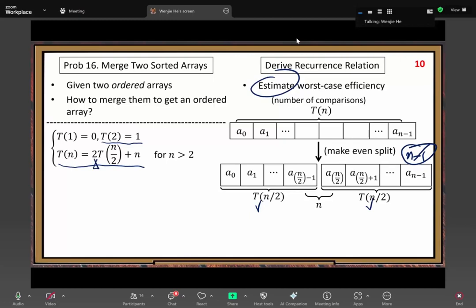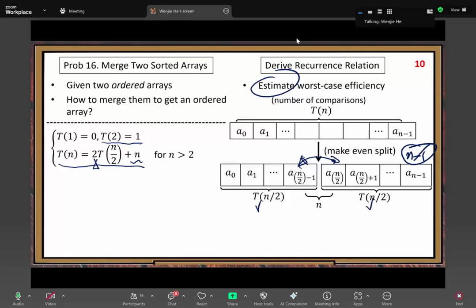But then the combine step. You need to combine. The combine step, you merge two ordered arrays, so you need n comparisons. Approximately n comparisons. So you get this recurrence relation. Next, we need to solve it.